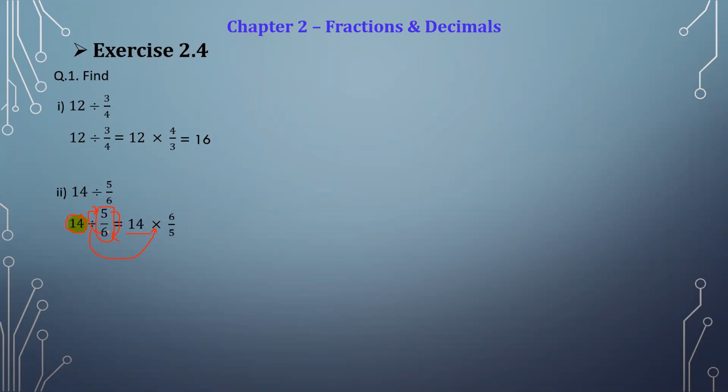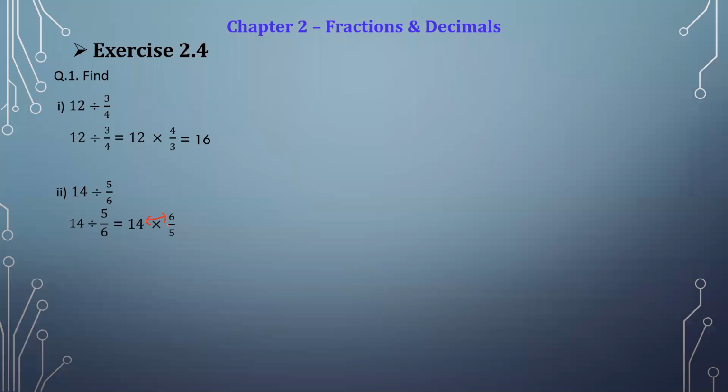See, I have just changed the position. The 6 was at the denominator and I shifted it to the numerator, and 5 was at the numerator, so it is shifted to the denominator. Finding the reciprocal is a very easy task. You only have to change the position of the numerator and denominator. Now here 14 is not divisible by 5, so directly you can multiply 14 and 6, because the whole number and the numerator are multiplied.